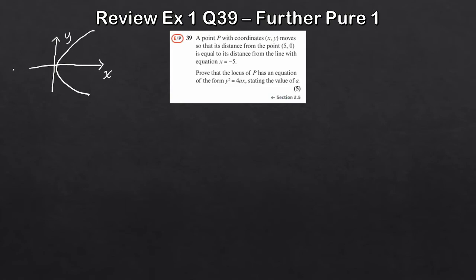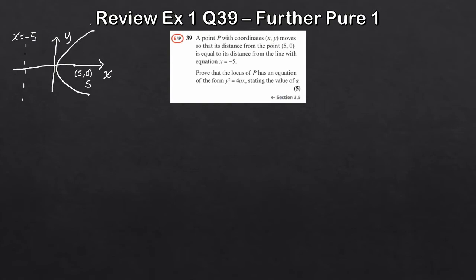We're also given this x equals minus 5, so this is going to be probably our directrix, right? So minus 5, that's x equals minus 5. And we're also given the point 5, 0, which is looking like it's going to be our focus, right? So let's just say that's the 5, 0. Okay, that's S.